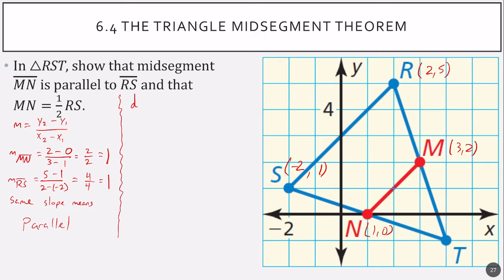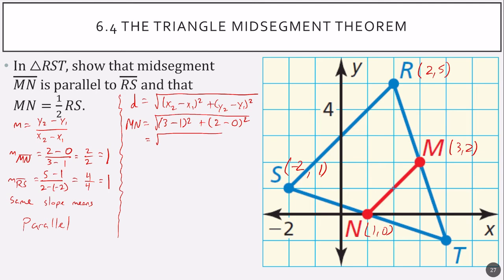Now let's do the distance part. For that, we'll use the distance formula. Remember, it's the square root of x2 minus x1 squared plus y2 minus y1 squared. So let's start with MN. x2 is 3, x1 is 1. y2 is 2, y1 is 0. Alright, 3 minus 1 is 2, squared is 4. 2 minus 0 is 2, squared is 4. So that gives me the square root of 8. We can probably simplify that, though. 8 is 4 times 2. The square root of 4 is 2. Or you can just put it in your calculator.